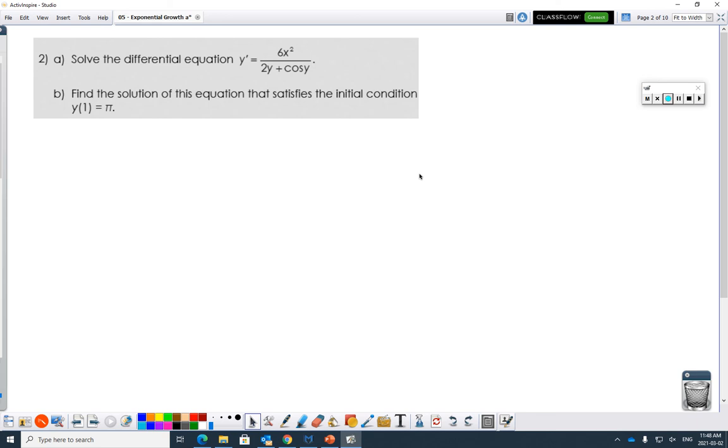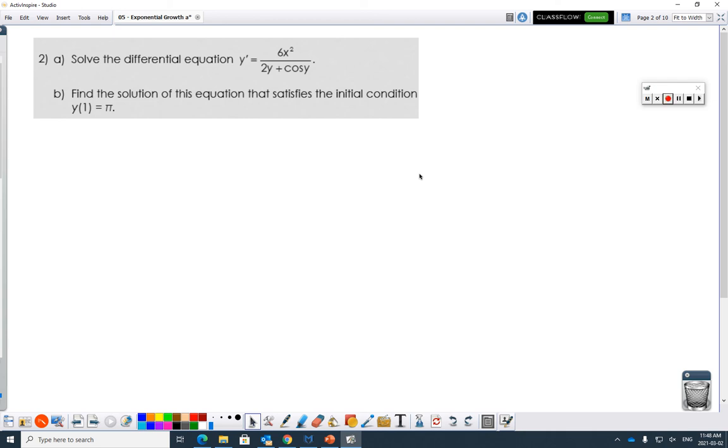See, this is a complicated... Let's give this thing proper respect. This is a complicated differential equation. Y prime is 6x squared over 2y plus cos y.